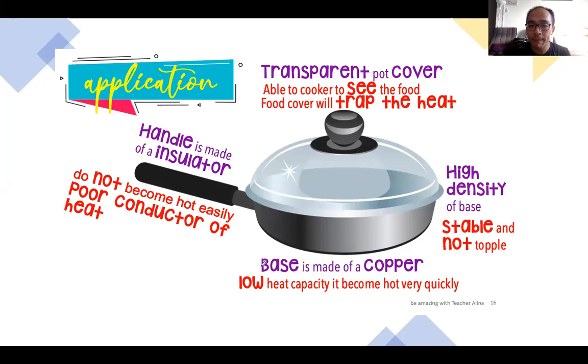So we find out that the base is made of copper. Usually, the base is made of copper or certain metal because copper has a very low heat capacity. Low heat capacity means it can become hot very quickly. Manakala the handle is made of an insulator. Insulator is penebat lah. And the handle is made of a material that has a high heat capacity, because high heat capacity means it will take a longer time to become hotter, which is what we want.